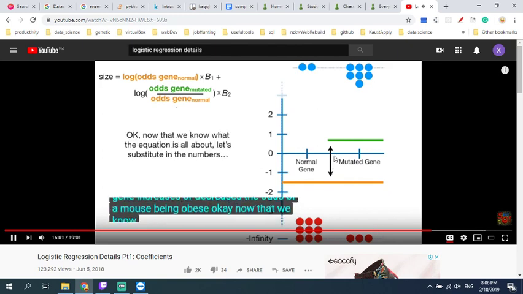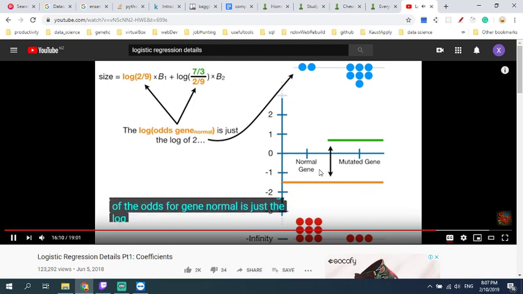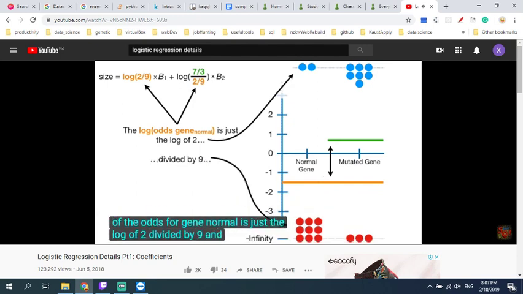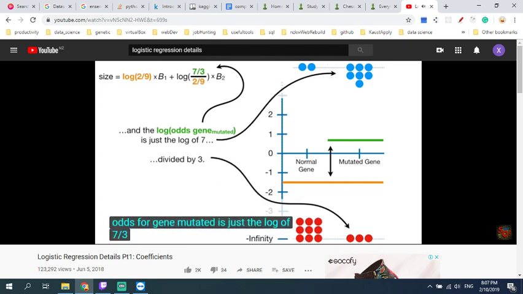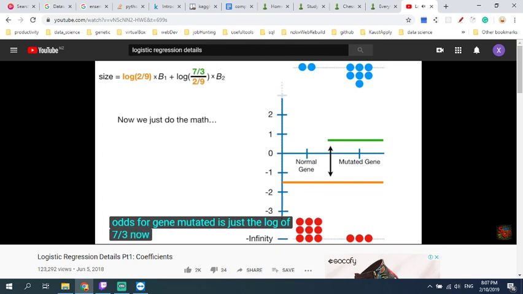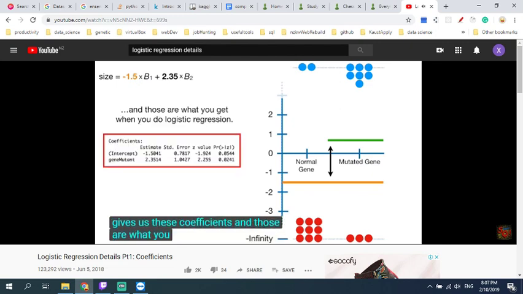Okay, now that we know what the equation is all about, let's substitute in the numbers. The log of the odds for gene normal is just the log of 2 divided by 9. And the log of the odds for gene mutated is just the log of 7 divided by 3. Now we just do the math. And that gives us these coefficients. And those are what you get when you do logistic regression.